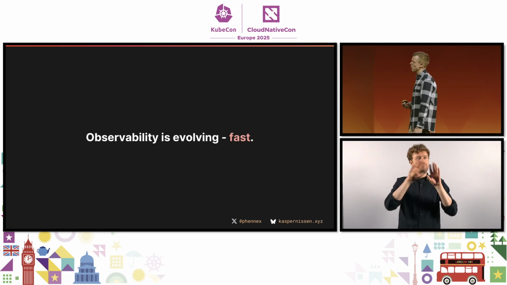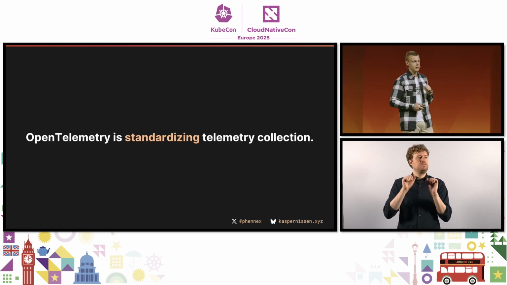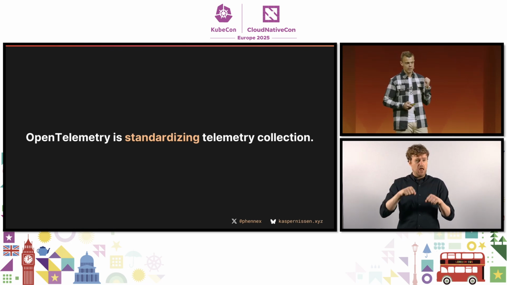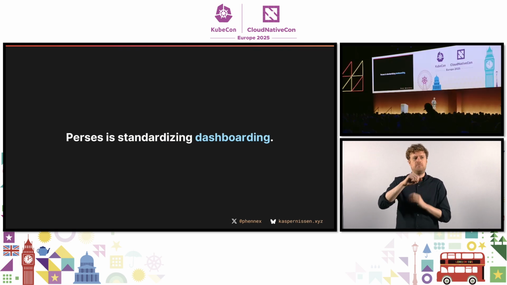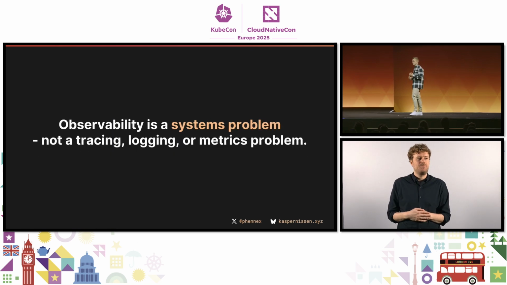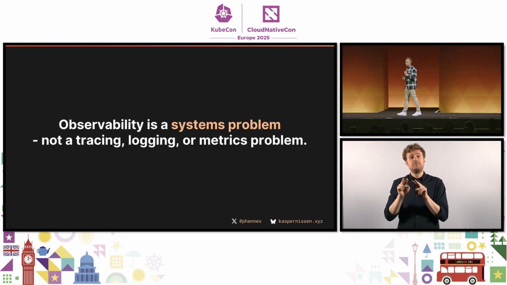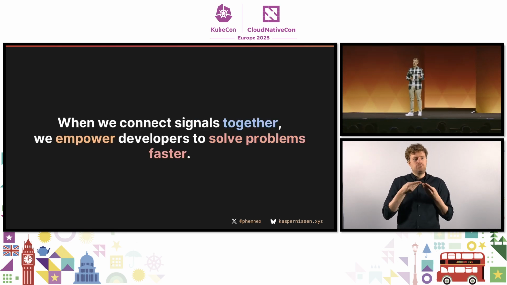So observability is evolving, and it is evolving quite fast these days. OpenTelemetry is standardizing telemetry collection, so the days of fragmented data are numbered. Perseus is standardizing dashboarding, and by applying platform engineering principles, we can transform observability from an afterthought into a seamless, scalable, and developer-friendly experience. And again, observability is a systems problem, not a tracing, logging, or metrics problem. And when we connect signals together, we empower developers to solve problems faster.